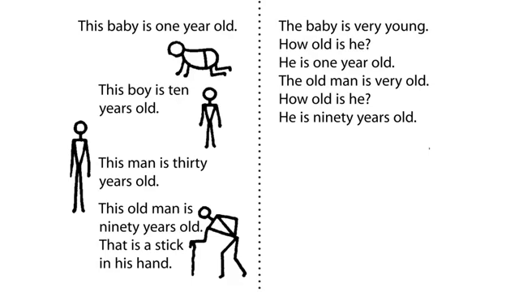This baby is 1 year old. This boy is 10 years old. This man is 30 years old. This old man is 90 years old. That is a stick in his hand. The baby is very young. How old is he? He is 1 year old. The old man is very old. How old is he? He is 90 years old.